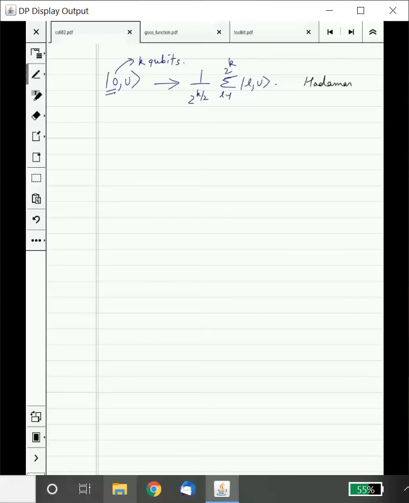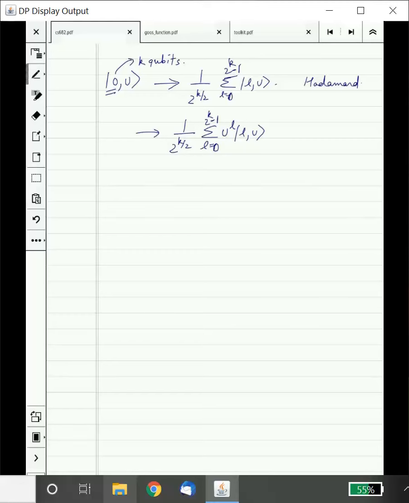Now I want to apply u to the power L when the first register is L. The claim is that I can get to this state. Let's say that I make my indices go from 0 to 2 to the power k minus 1. This won't change anything, because I've assumed that I have u to the power L for L less than 2 to the k.